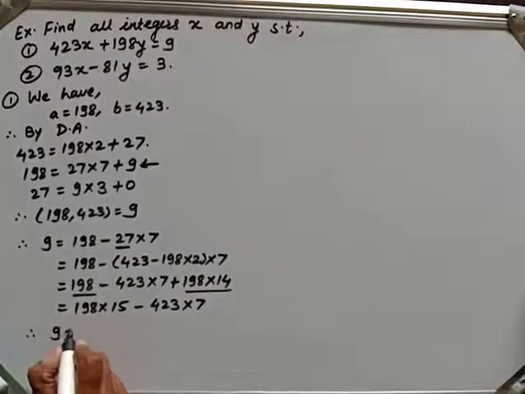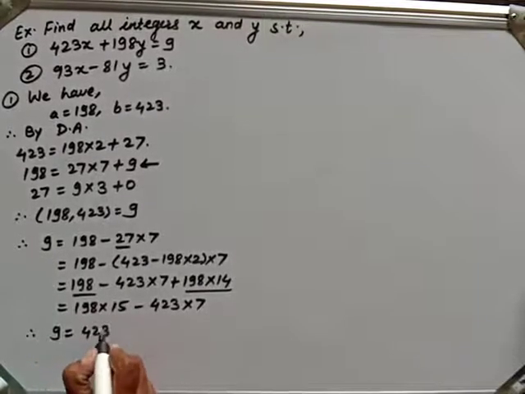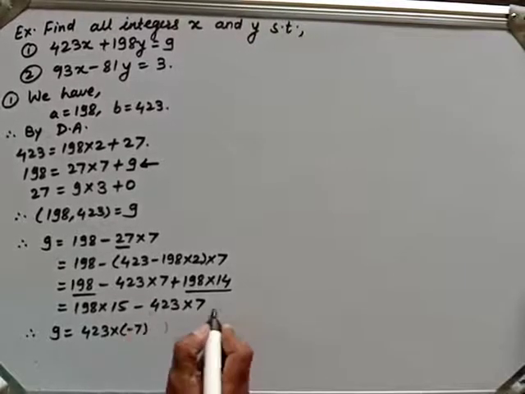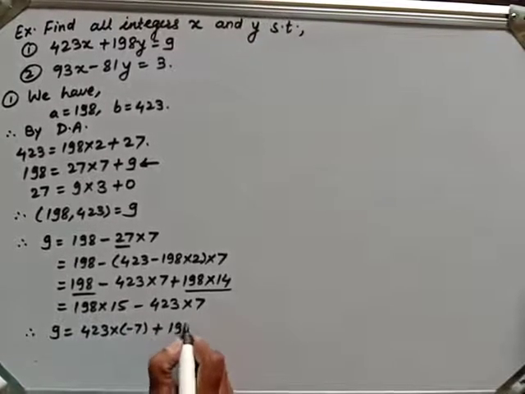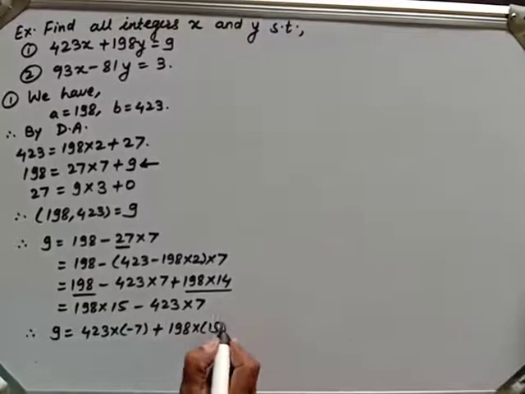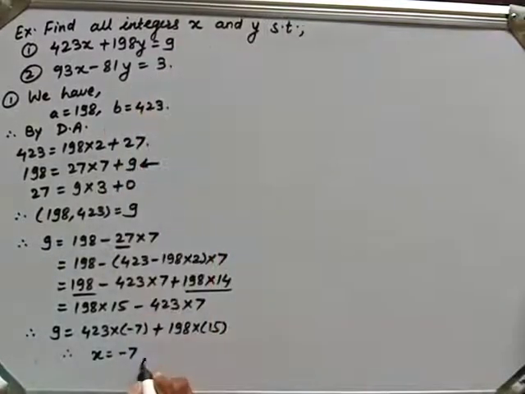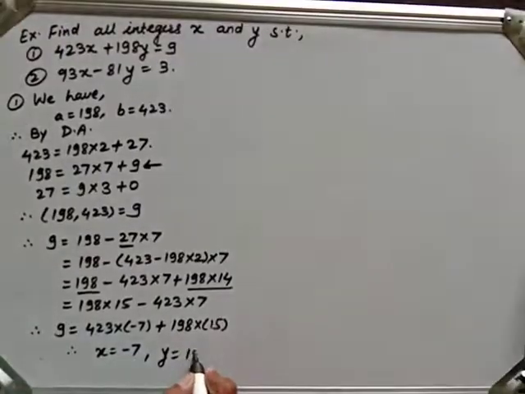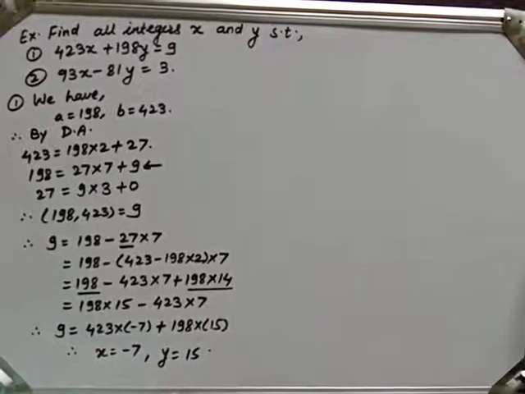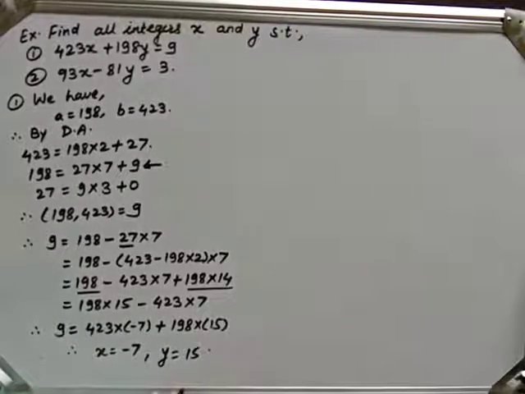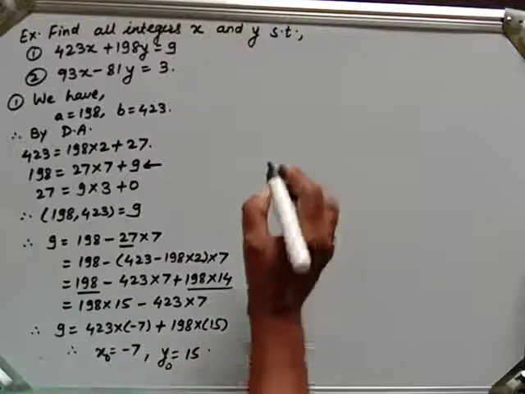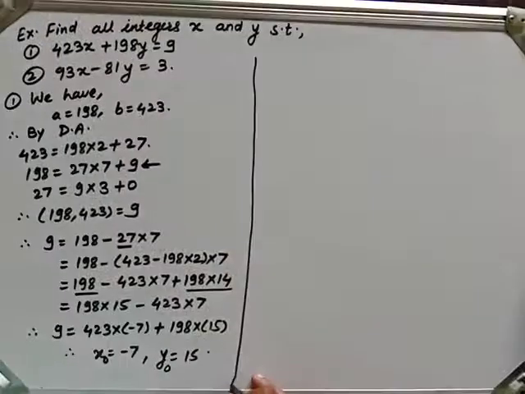Therefore we can write 9 as 423 multiplied by minus 7, as it is negative, plus 198 multiplied by 15. Therefore we get x is equal to minus 7 if we compare with this, and y is equal to 15. Let x0 be minus 7 and y0 be 15. Now these are just one pair out of infinitely many integers.